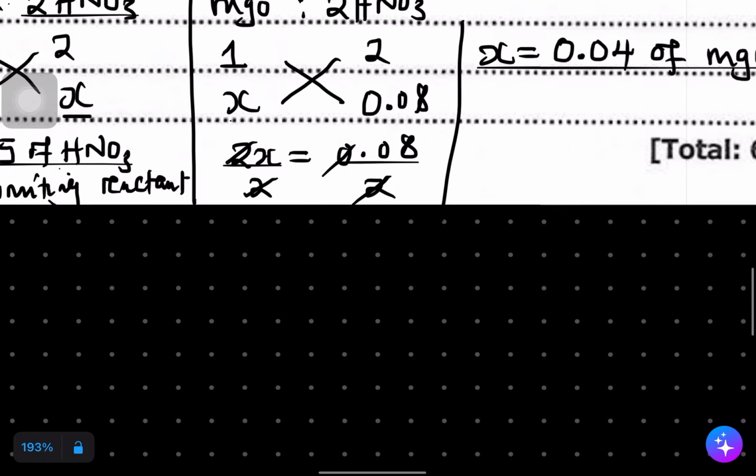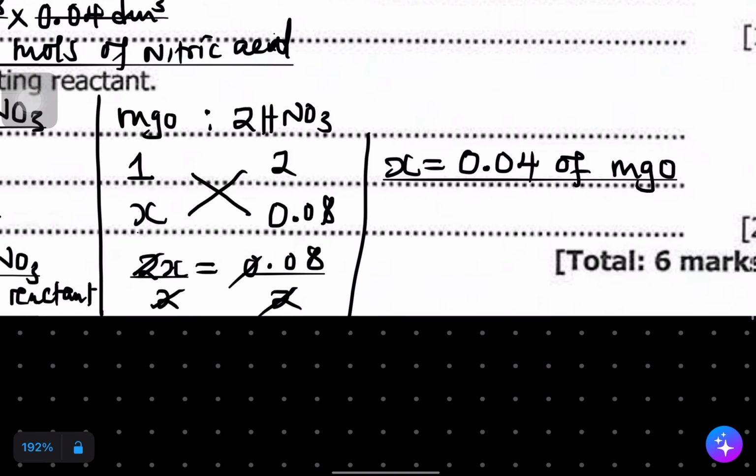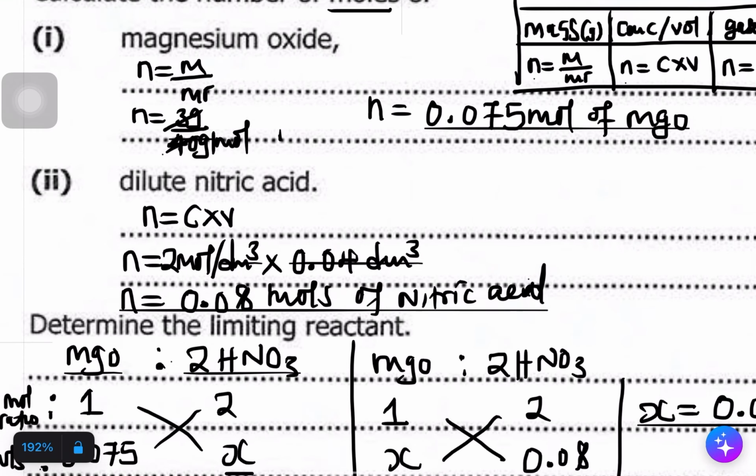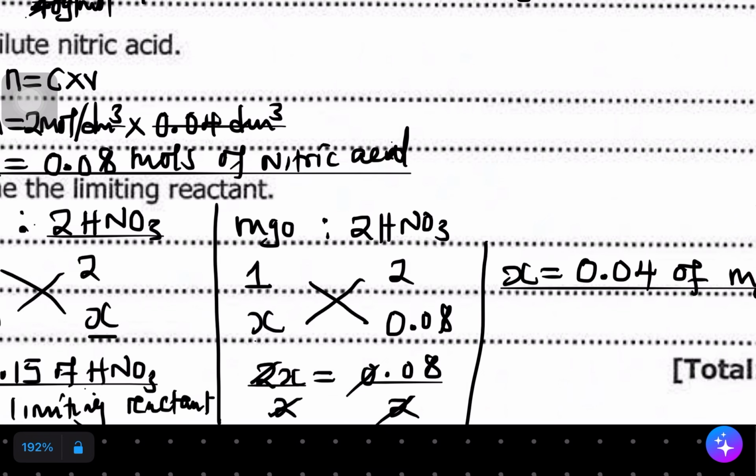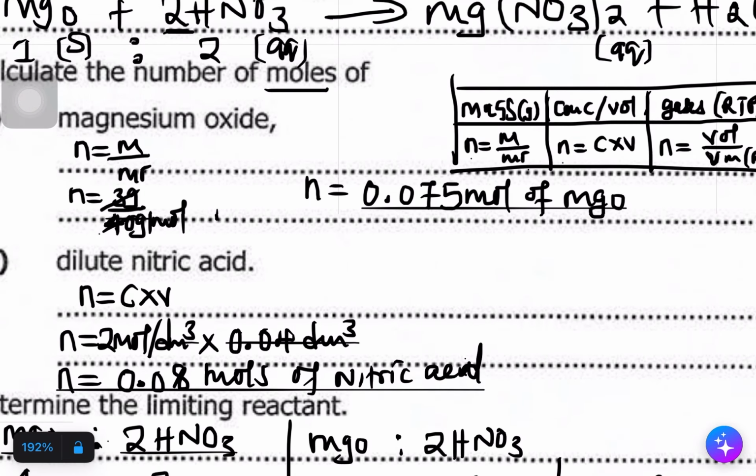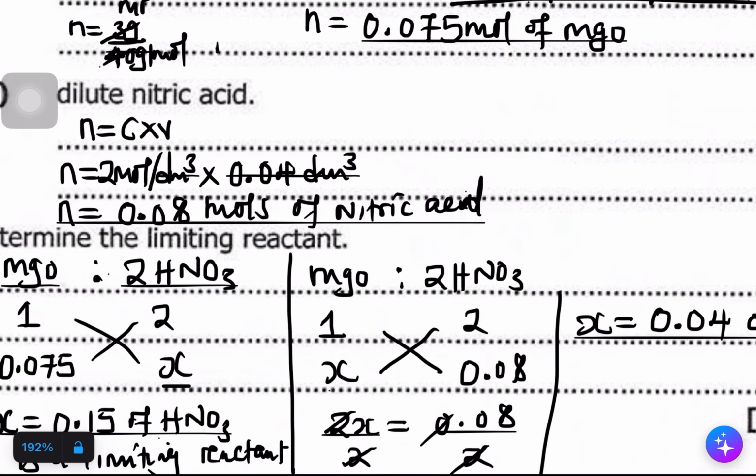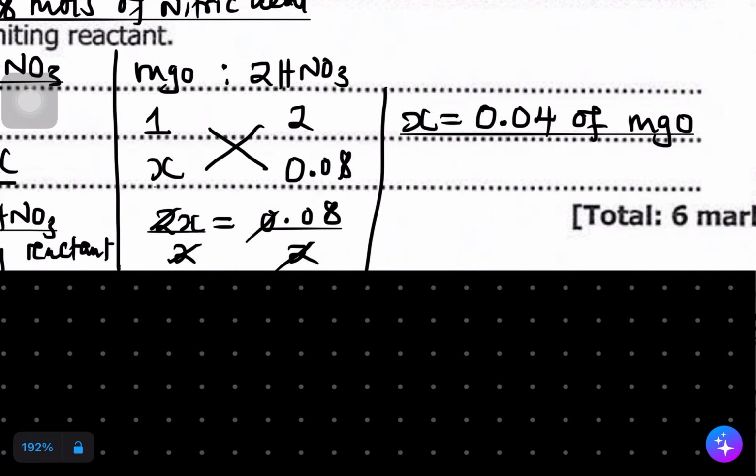Okay, and then this one here, looking at magnesium oxide, we come on magnesium oxide. What we have calculated so far is 0.04. We compare with what we have calculated. So 0.075 and 0.04. Which one is bigger? Okay, so this one is bigger, of course. 0.075 is bigger than 0.04. So this substance is a reactant in excess, because what we have calculated is less, meaning that there is no more requirement of this substance. This substance does not require anything much. Okay, so therefore, this one is a reactant in excess.